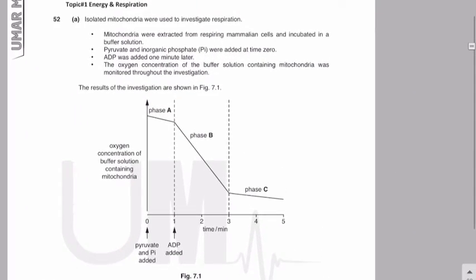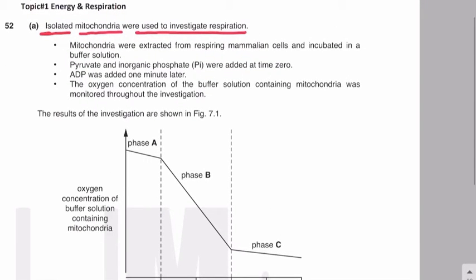Okay, let's move on to the next question. Isolated mitochondria were used to investigate respiration. So we have isolated the mitochondria from the cells, and when we isolate the mitochondria from the cells, we put the mitochondria in buffer solution. Mitochondria were extracted from respiring mammalian cells and incubated in a buffer solution. As I just mentioned, the mitochondria are extracted from the respiring mammalian cells and kept in the buffer solution.